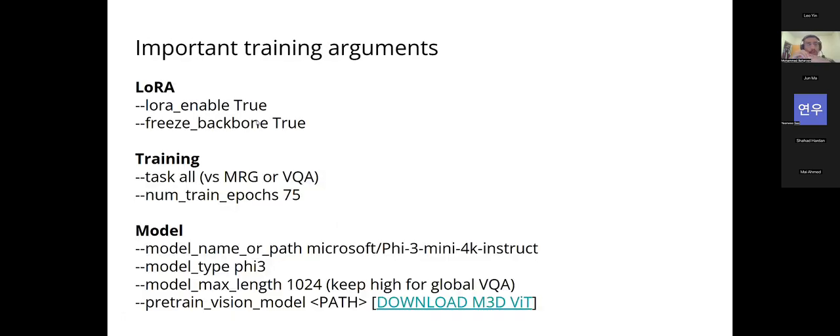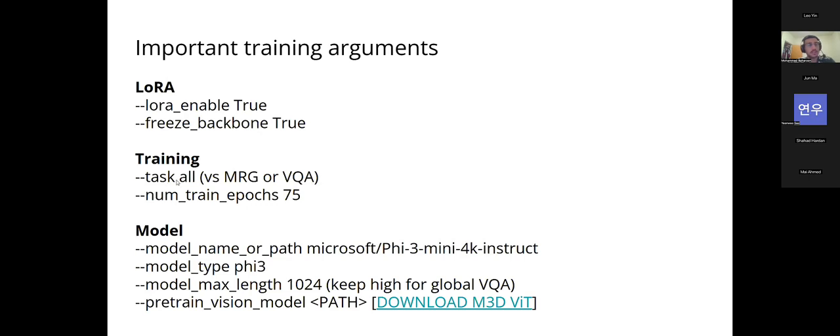Okay, so what are the important training arguments in the previous script I showed? You can disable and enable LoRA using this command, LoRA enable. If you want to freeze the backbone, there's an additional command called freeze backbone. This will override the LoRA. But if you have LoRA enable as false and freeze backbone as false, this will fully fine-tune the model. It's going to be quite heavy because it's around 4 billion parameters for Phi 3, and then if you go up in parameters, it's going to be even heavier.